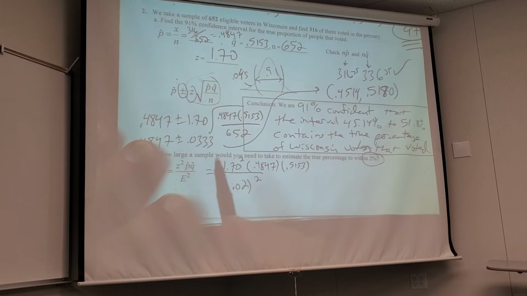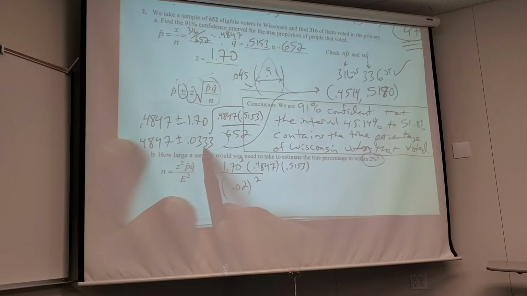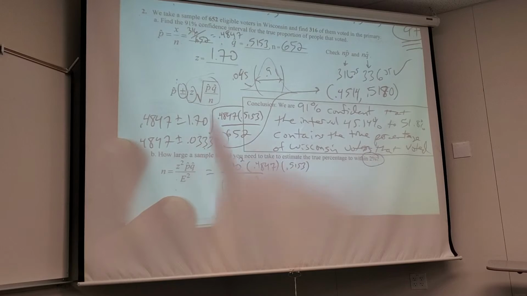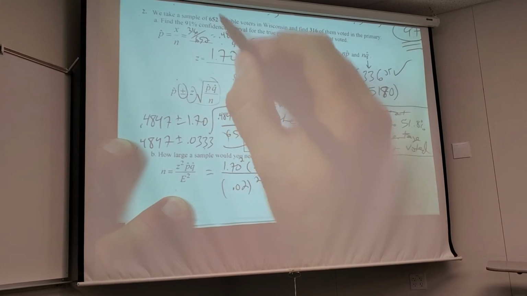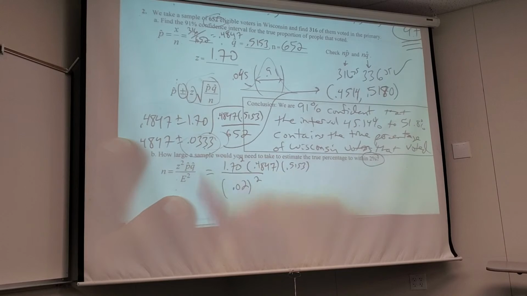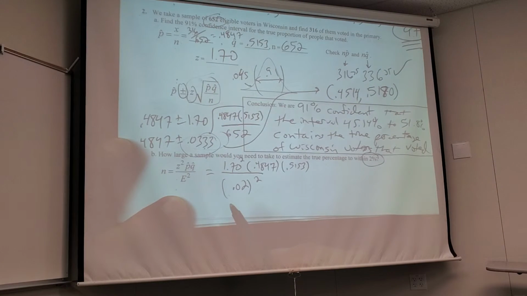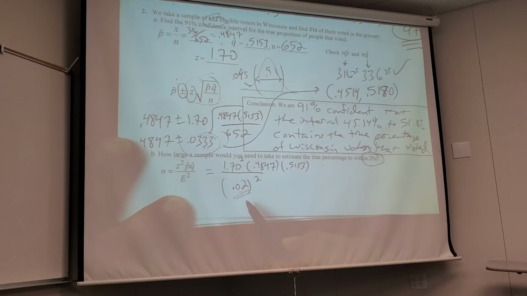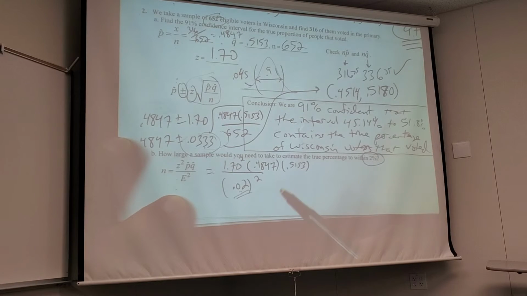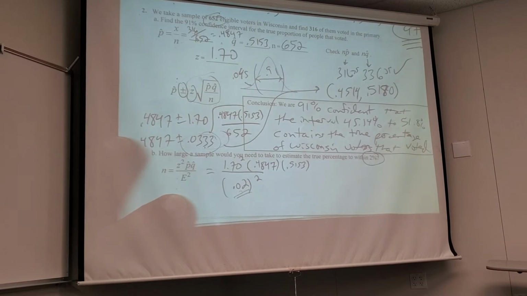Let me make this point again. If I would have put 0.0333 in for the error, my n would have been 652. We already know that a 652 leads to an error of 3.33%. So can anybody tell me this n is going to be bigger or smaller than 652? Bigger. I want to be even closer. I want to have a smaller error. So of course you need a bigger sample. You knew that before you took this course. Bigger sample, better. But you can see mathematically, that's right.